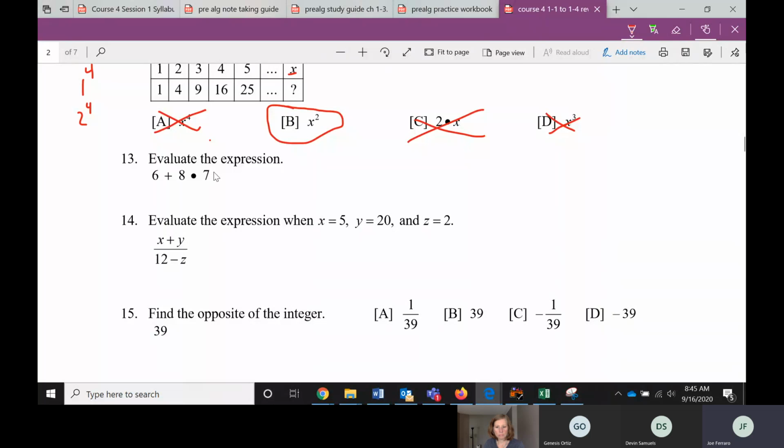13, order of operations. That's your PEMDAS. Remember, if you ever want to go back to the notes, you can use your note-taking guides. You can go back and watch the videos on YouTube. You can watch this video when you're taking your test.